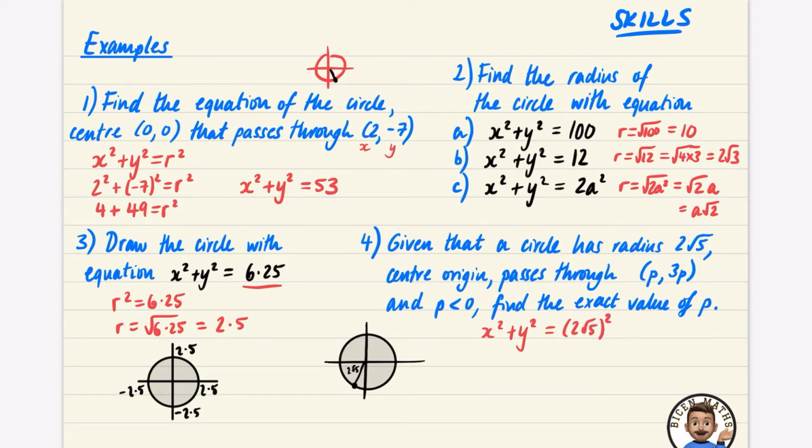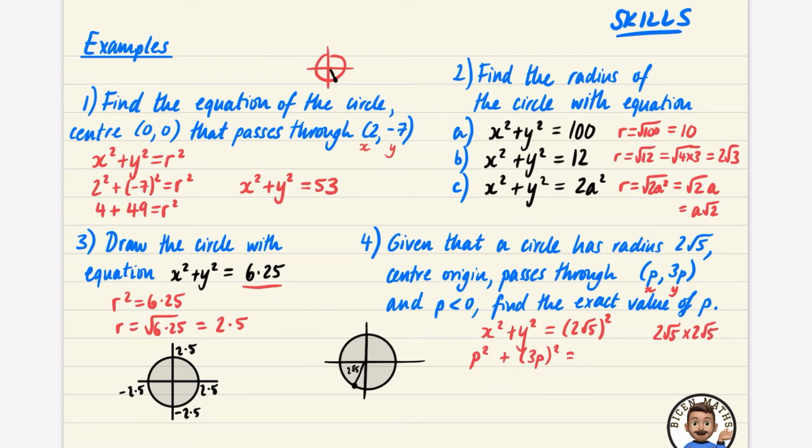We're just going to carefully square that. And we also know that the x and y coordinates are p and 3p. This is the x coordinate and this is the y coordinate. So I'm going to do p squared, and then I'm going to do for the y coordinate 3p squared. Now 2 root 5, if this was a non-calculator paper, if I was going to do 2 root 5 squared, I'm actually doing 2 root 5 multiplied by 2 root 5.